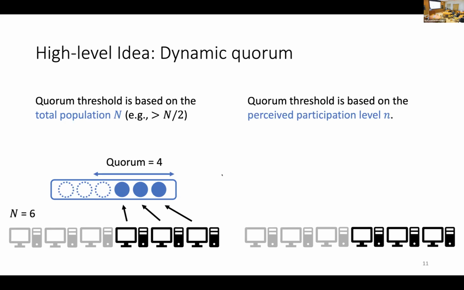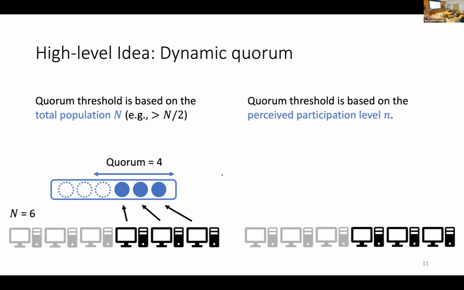Okay, but in the dynamic participation model, we don't have this notion of predetermined threshold. The threshold needs to be based on the actual participation level. However, nobody knows the actual participation level. Nobody has this global view of who is online and who is not. So the best we can do is to base it on the perceived participation level.